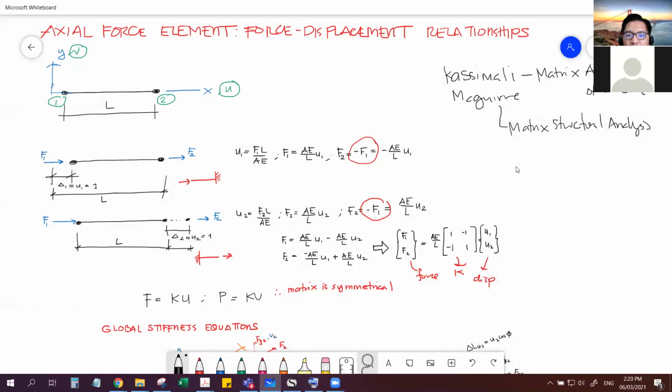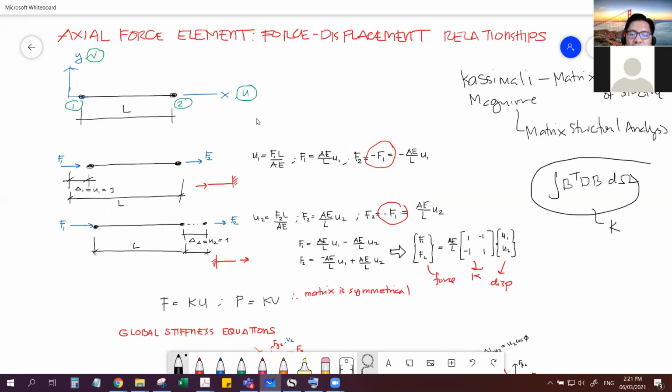And remember in finite element class, we were also able to derive the stiffness matrix using the finite element formulation. We have the integration of the basic formula, B transpose D B d omega. That's the basic stiffness matrix using finite element formulation. But here we will be deriving the stiffness matrix of the truss using basic equilibrium.